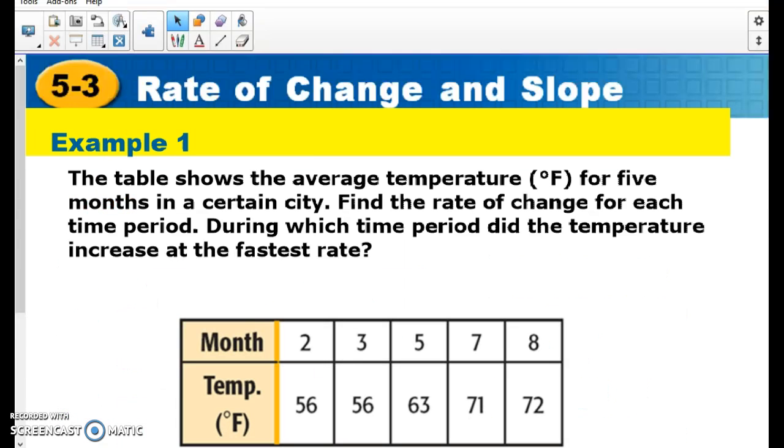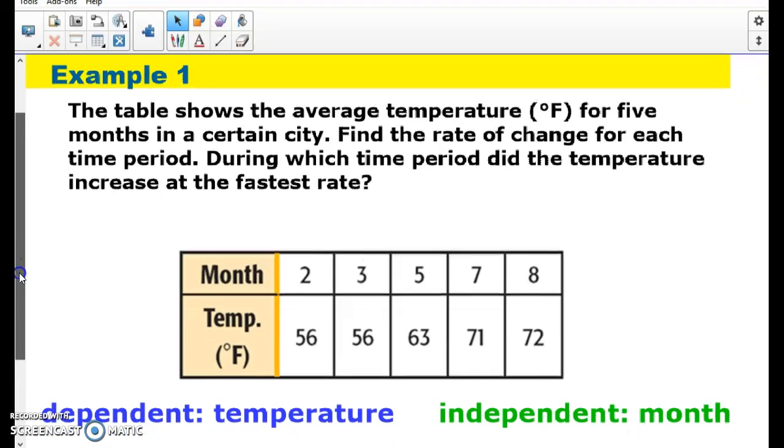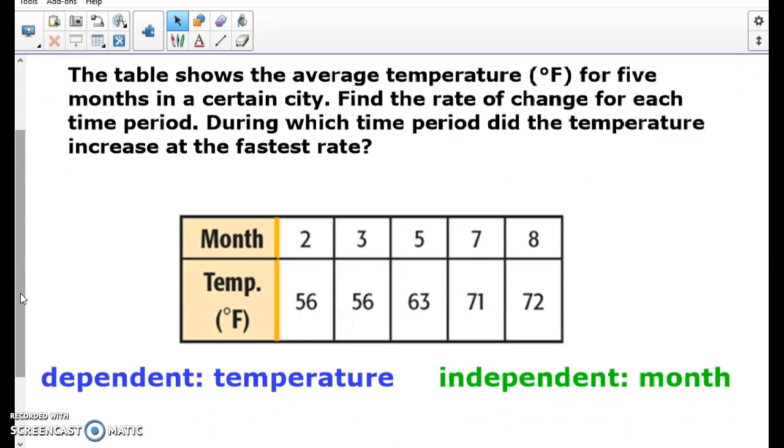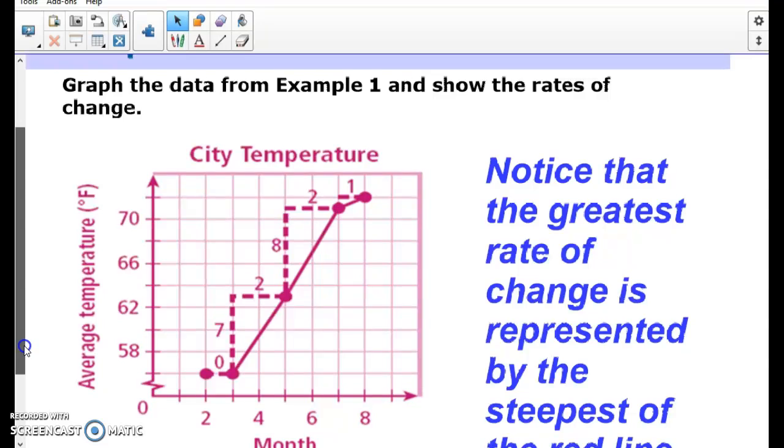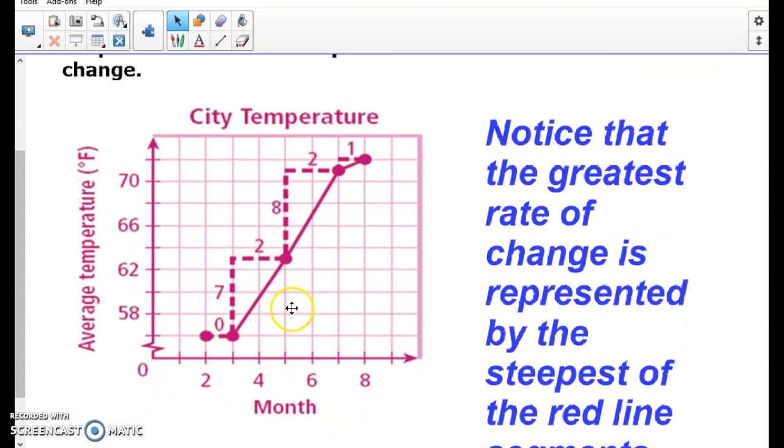Something we might have to look at is the difference in time. Looking at the slope for temperature here, from month 2 to 3, 3 to 5, 5 to 7, 7 to 8, if we look at the slope from the different temperatures, we can see which month had the greatest change of temperature. It looks like from 5 to 7 was a pretty big change. Even from 3 to 5 looked like a pretty big change.